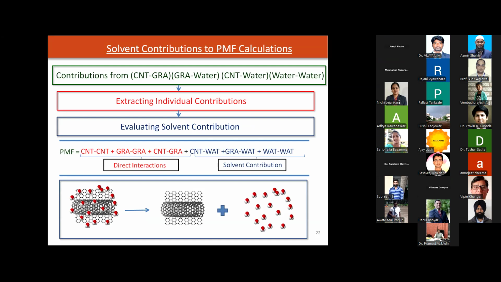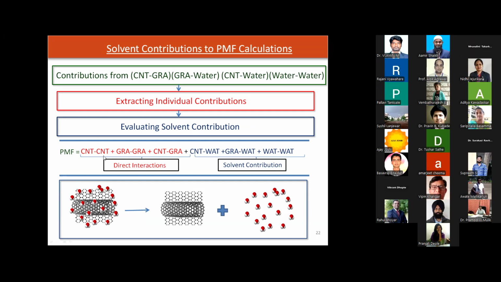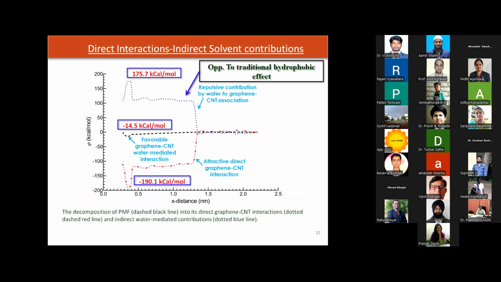Like when we say the association of CNT and graphene, that entire association results from the interactions between CNT, graphene, and the solvent contribution. So what is the individual role of these particular entities that was explored?